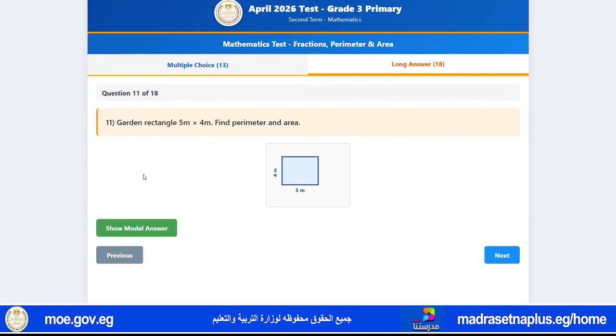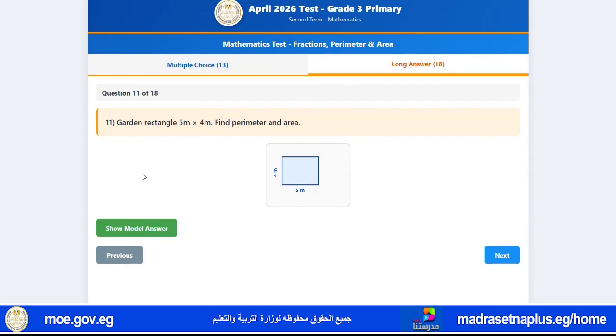Next. Okay, we have a garden in the form of a rectangle. We should know a rectangle is a polygon with 4 sides, 2 long and 2 short. The longer one is called length, the shorter one is called width. In our example, we have a garden in the form of a rectangle. Its length is 5 meters and its width is 4 meters.